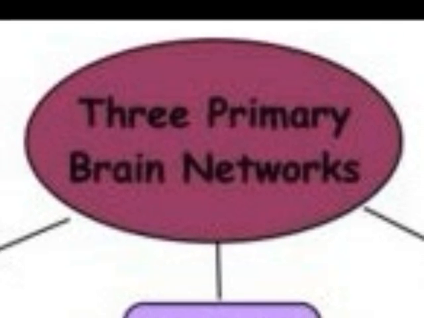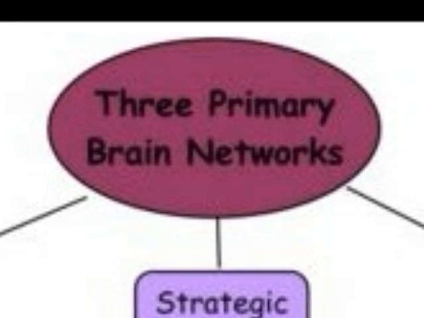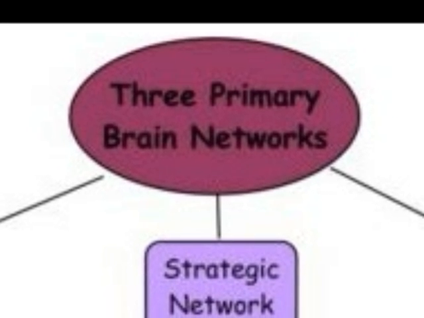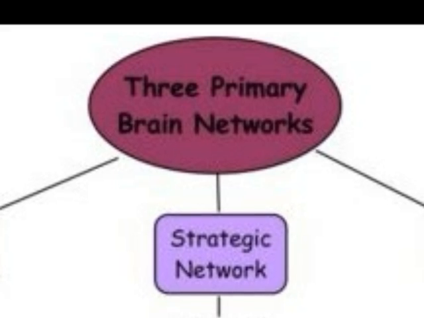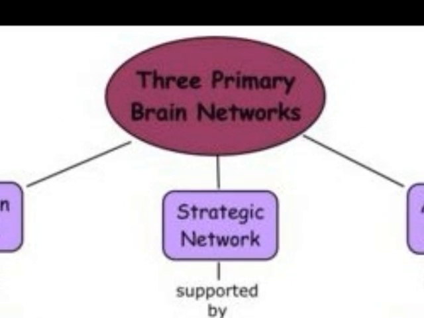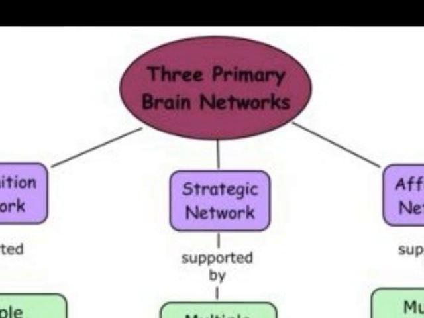The first principle aligns with the recognition network of the brain. It is to provide multiple means of representation. This has to do with how we present information to the learner. The second principle takes into account the fact that learners vary greatly in how they communicate, whether it be in language, drawing, writing, and so on.